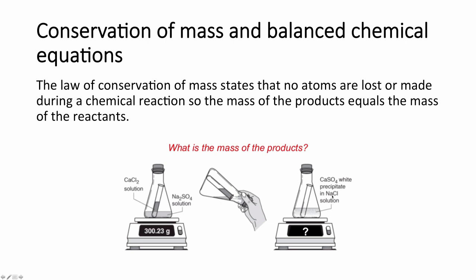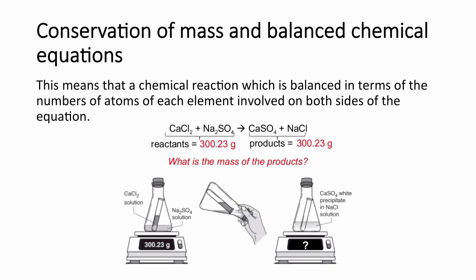So what is the mass of the products? Well, if you said 300.23 grams, you of course are right, because the mass of the products must equal the mass of the reactants. Now this means that if an equation is balanced in terms of masses, then it also must be balanced in terms of the numbers of the atoms of each element on both sides of an equation.